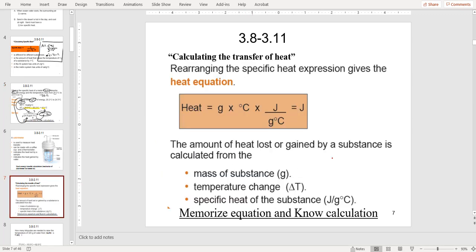Now I'm going to go ahead and skip to slide 7. This is a heat transfer equation. Again, you want to memorize this equation right here. Now this equation is used to calculate the transfer of heat energy. So it's quantitative, it's the actual values. So before we just kind of reasoned it out. Now we're trying to get some actual numerical data.